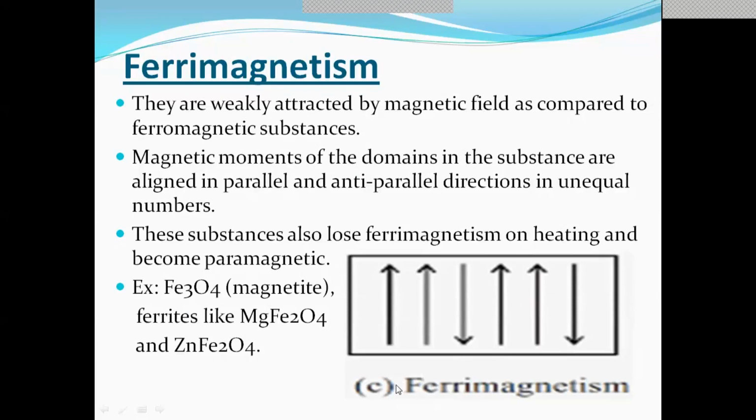So here, in picture C, you can see the alignment of different domains in different directions. In a ferrimagnetic substance: two upward arrows, one downward arrow, again two upward arrows, one downward arrow. Therefore, a net resultant magnetic moment exists, but the magnitude of it is less, because the orientation of domains is not equal and opposite. One is more and the other is less.